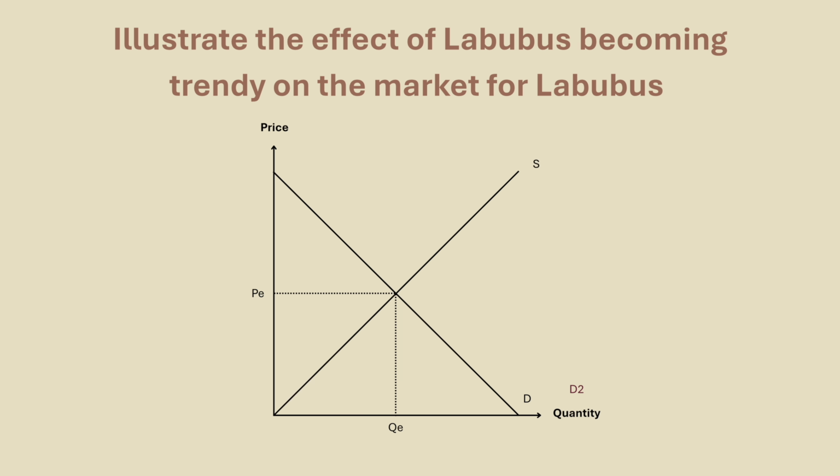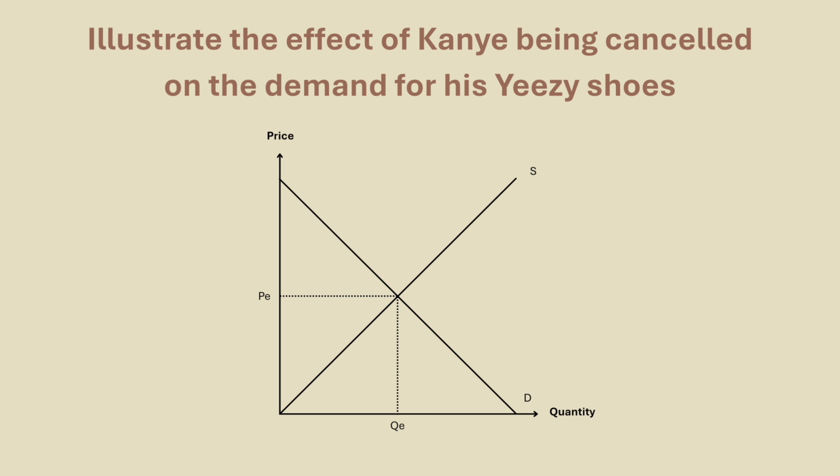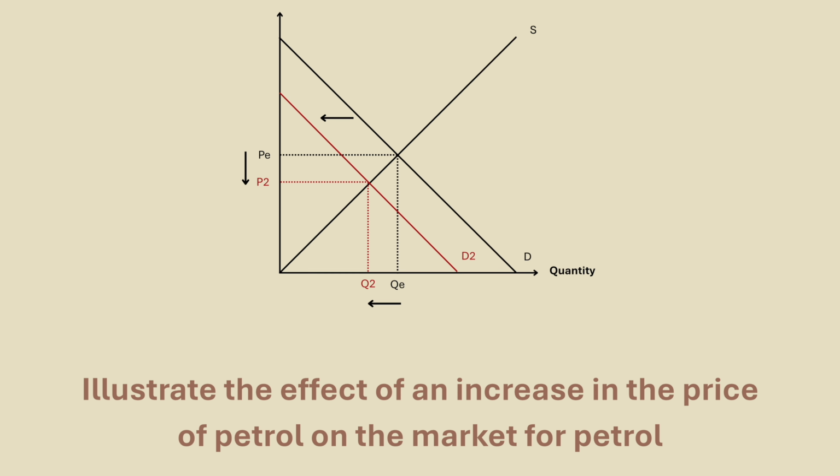Illustrate the effect of Labubus becoming trendy on the market for Labubus. When Labubus became trendy, lots of people wanted to buy them, so the demand curve for Labubus increased, shifting to the right. Illustrate the effect of Kanye being cancelled on the demand for his Yeezy shoes. When Ye was cancelled, less people wanted to buy Yeezy shoes because they didn't want to be associated with him, so demand decreases, shifting to the left.